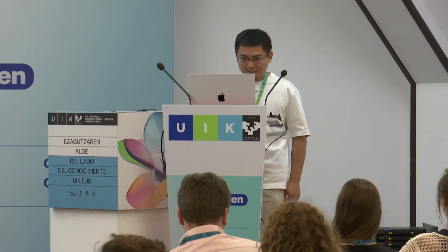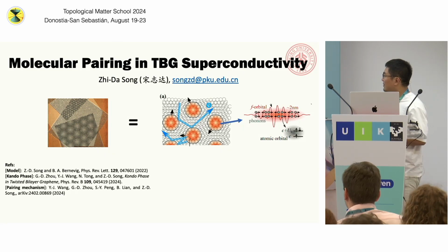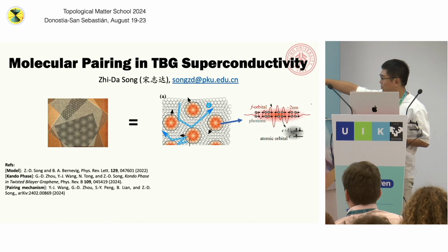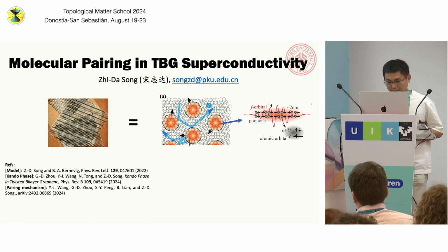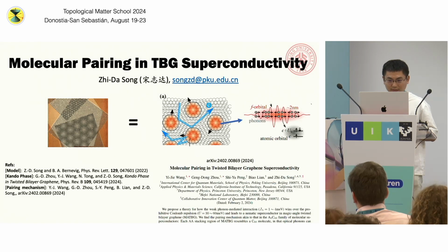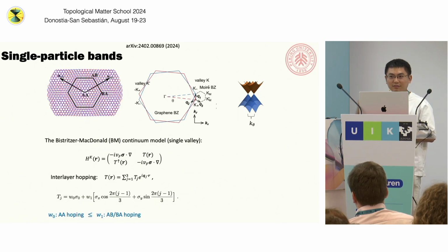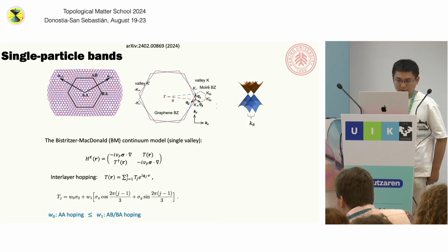Okay. So I will talk about our understanding of the pairing mechanism in twisted bilayer graphene. One of the basic ideas is that we think this twisted bilayer system is very similar to a heavy fermion system. This paper was posted a few months ago. I think previous talks have given some introduction to this system, so I don't need to spend a lot of time on the model.